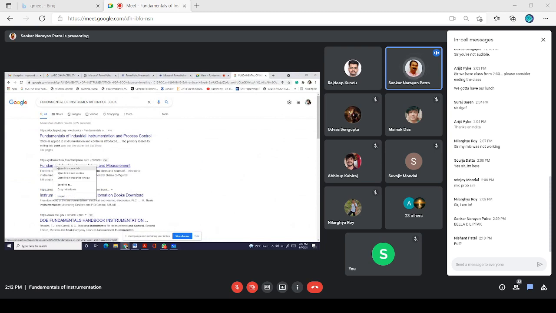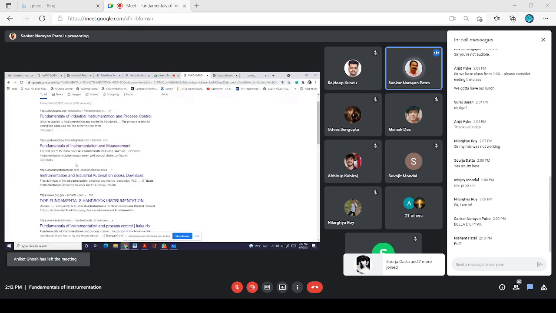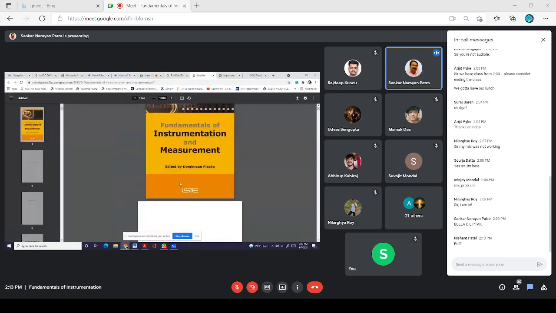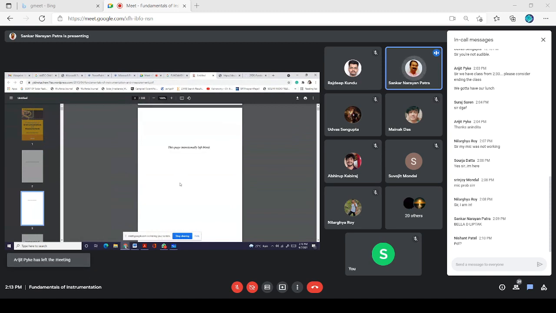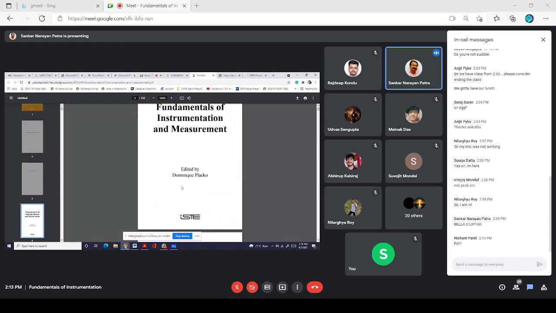This is one PDF book I found here. This is an important book, a PDF book. I don't know who the writer was. It is 337 pages. This one is 555 pages, the DOE Fundamentals handbook. Another is Fundamentals in the Process Control curriculum. This is one PDF book available on the website. I think it is a very good book.